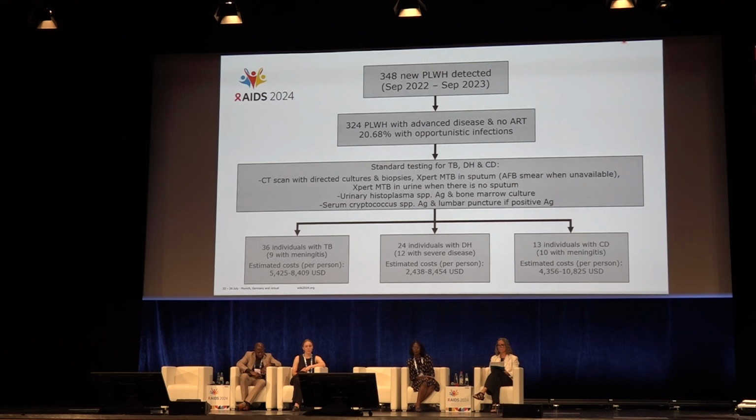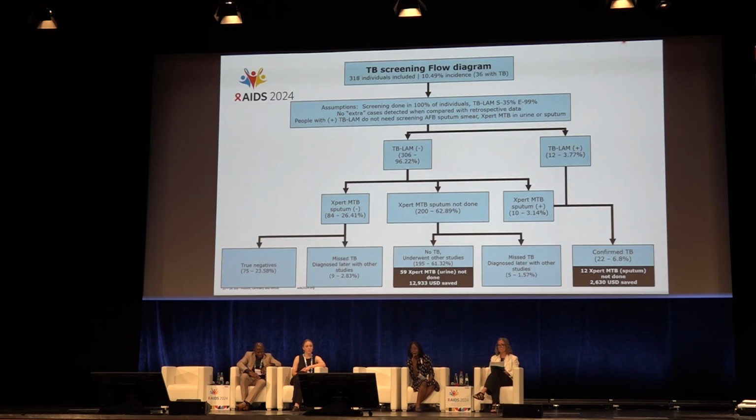The most common one was TB, and then histo and crypto. Here, I'm showing you the diagram that talks about what we could have saved by using TB LAMP for TB detection. Cost reductions were assumed in the following scenarios.